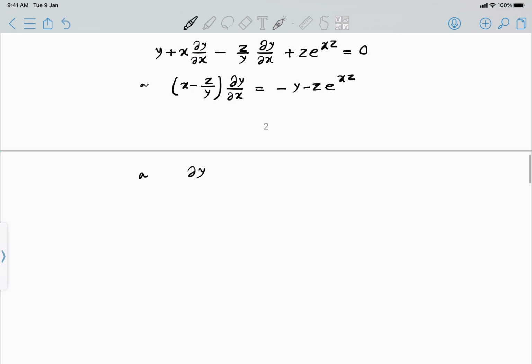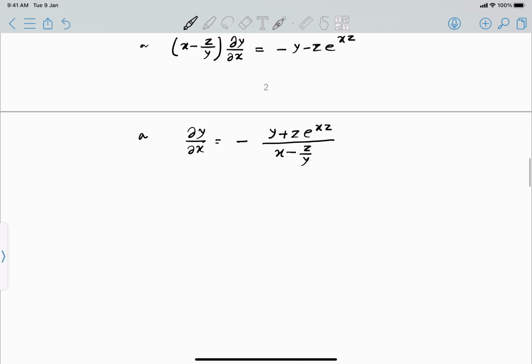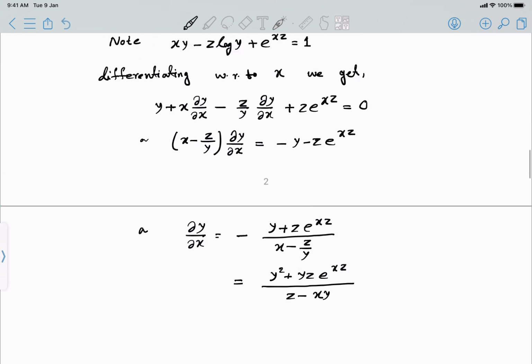So what will be del y by del x? Del y by del x will be minus y plus z e to the power xz, divided by x minus z by y. If you simplify, what you will get? Y square plus yz e to the power xz, divided by z minus xy. So del y by del x we got.